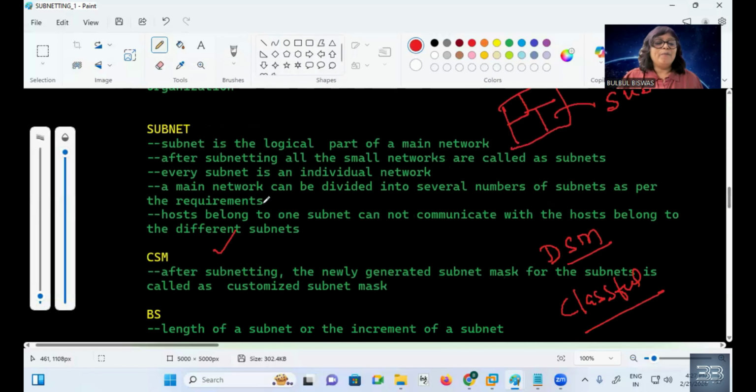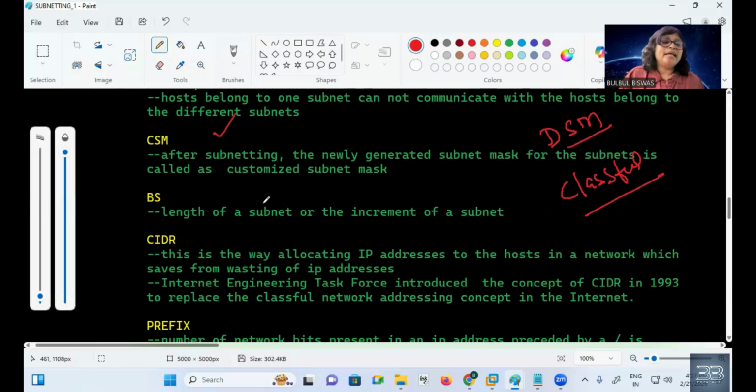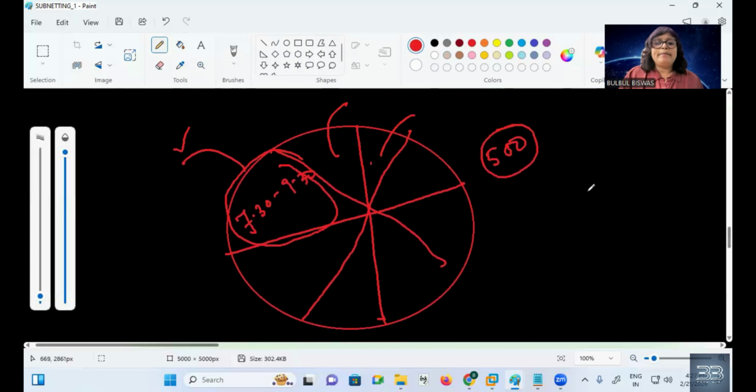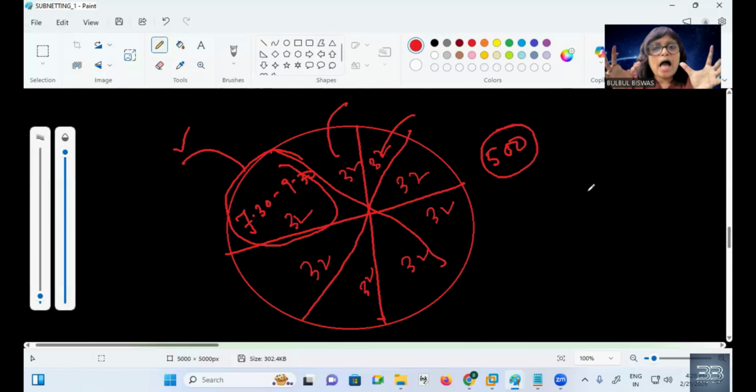Okay. Now, next is BS, that is block size. What is block size? The length of every subnet is called the block size. Suppose here I am creating a subnet of 32. So here the block size of every subnet is 32. We call it a block size or the increment or the length of the subnet. That means how many hosts can be in a single subnet is called the block size of the subnet. Am I clear?